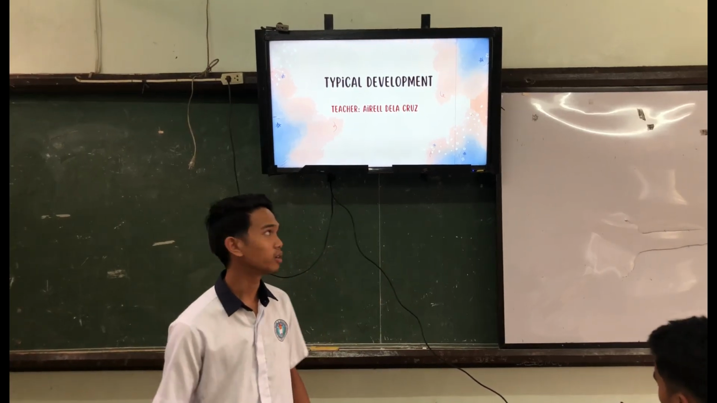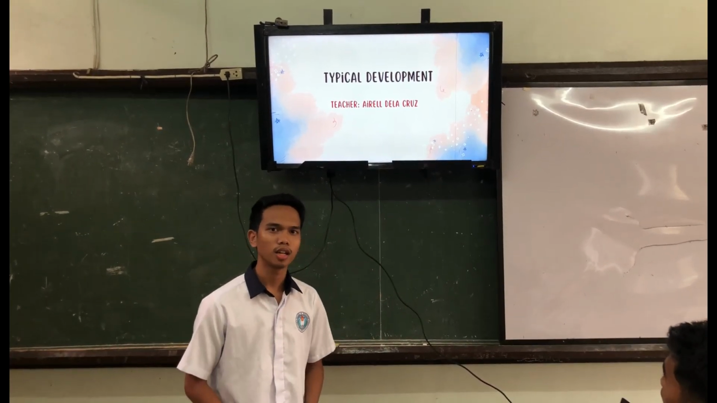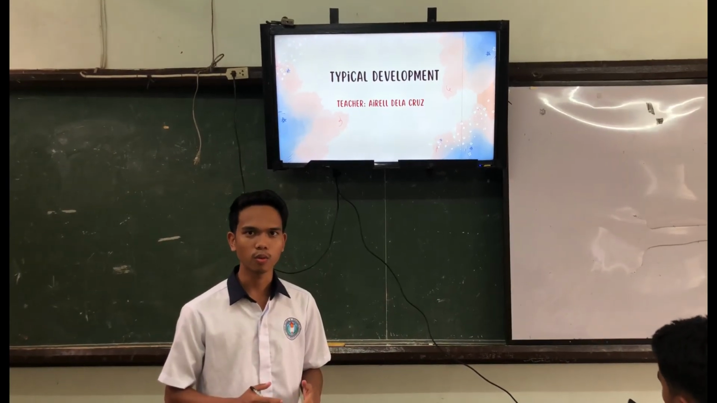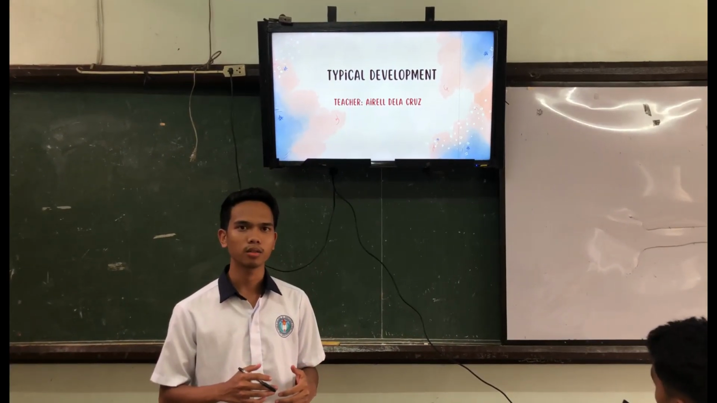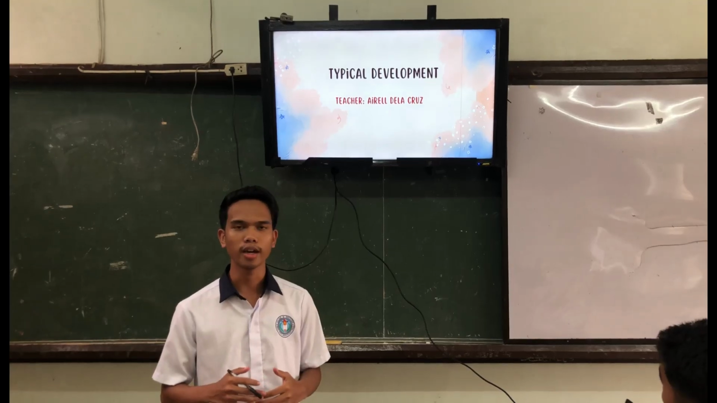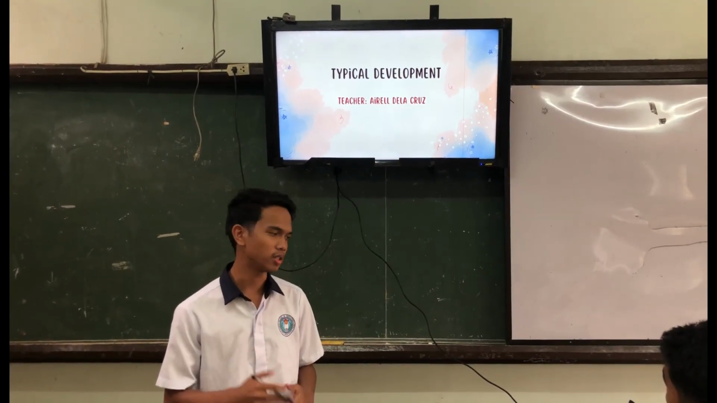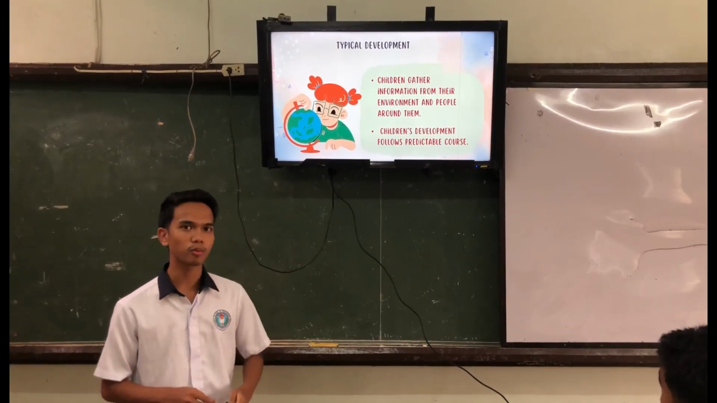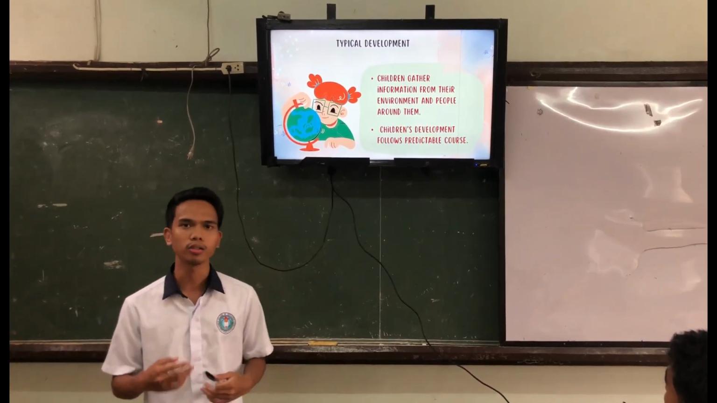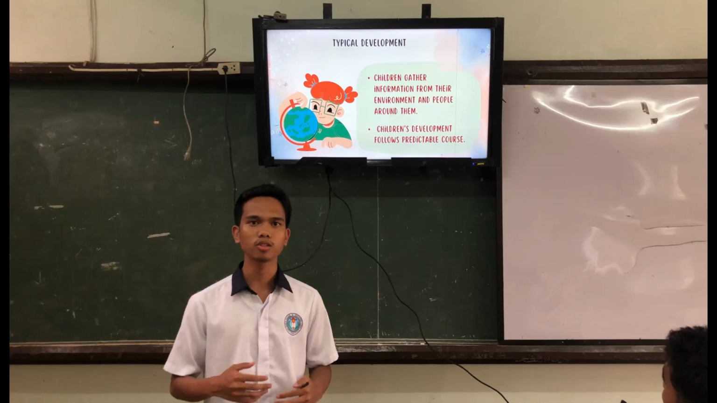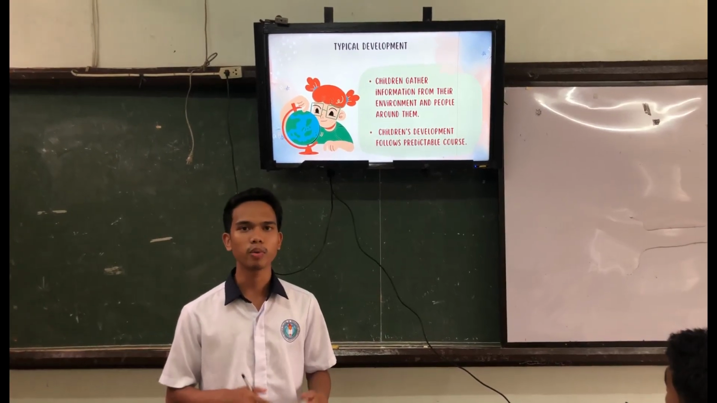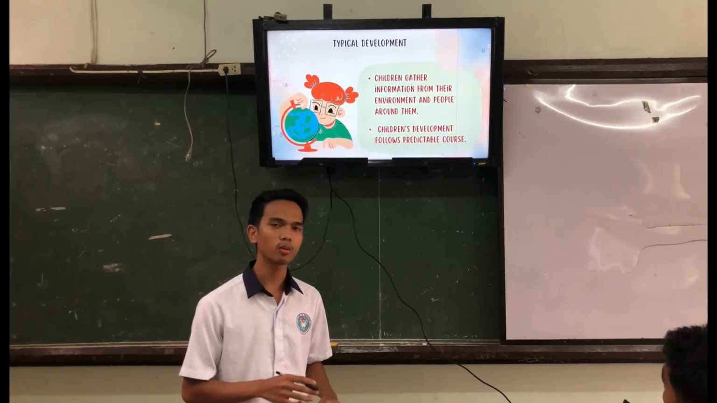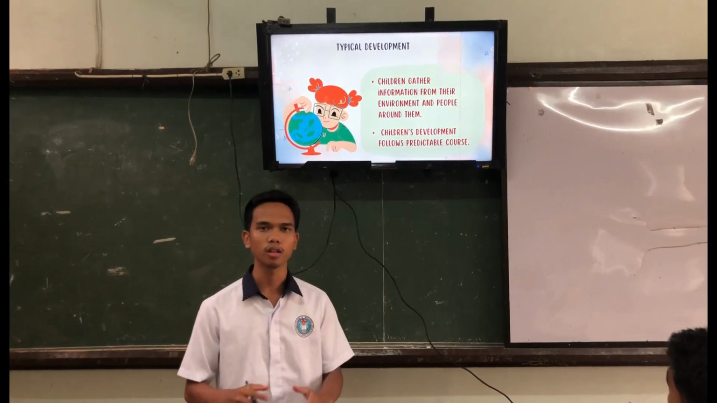Now, let us talk about typical development. Let us define what is typical development. Typical development occurs when a child develops with a standardized development and follows appropriate stages. Children gather information from their environment and people around them. When children learn, they tend to observe their parents, their friends, and their teachers, and they connect what they have learned from the past to their new learnings.